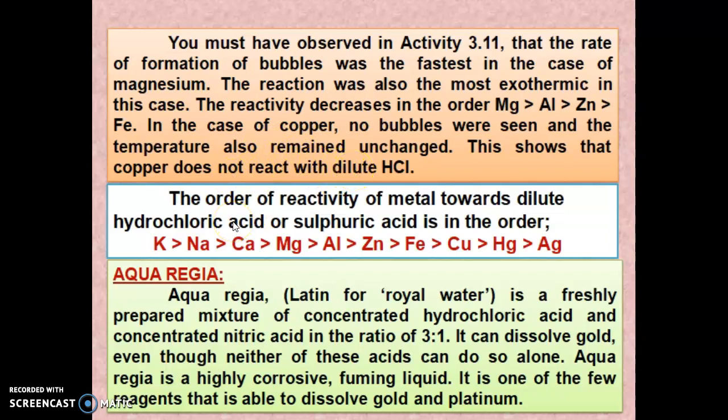So the order of reactivity of the metals towards dilute hydrochloric acid and sulphuric acid is in the order: potassium, sodium, calcium, magnesium, aluminium, zinc, iron, copper, mercury and silver.